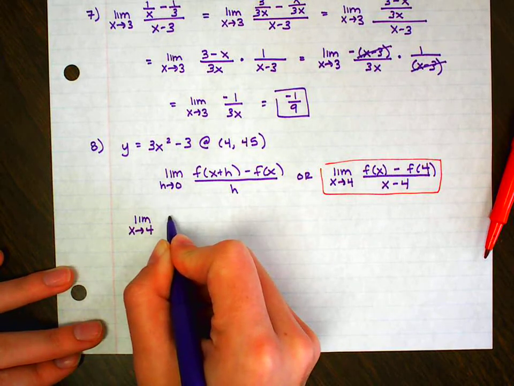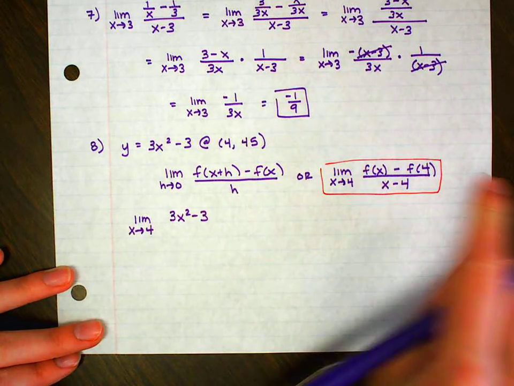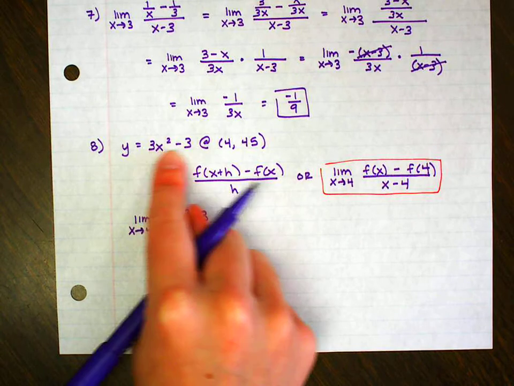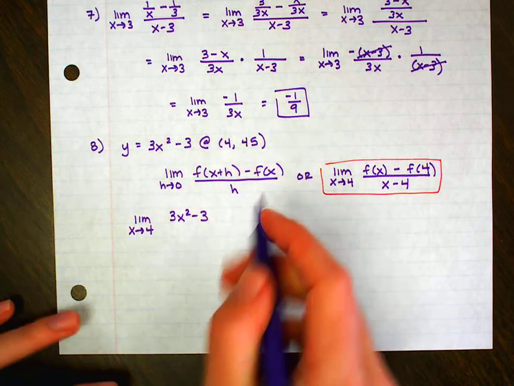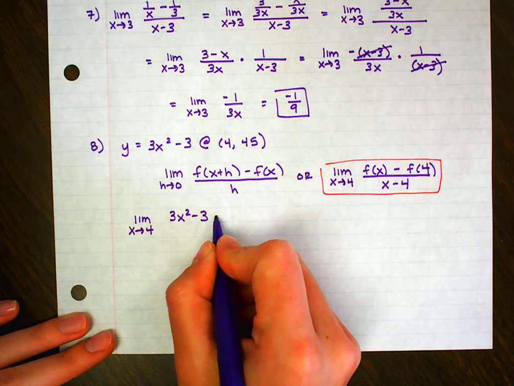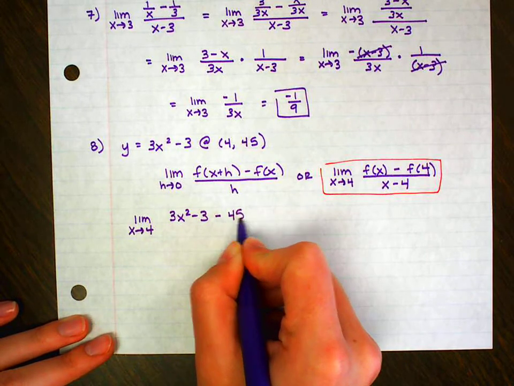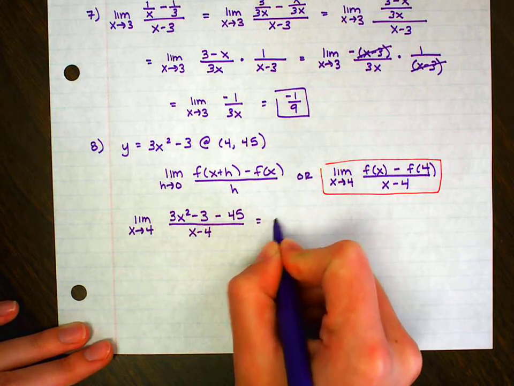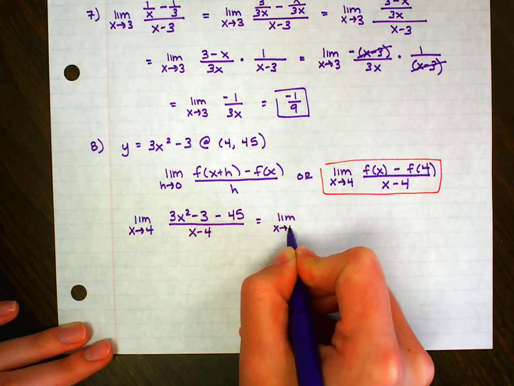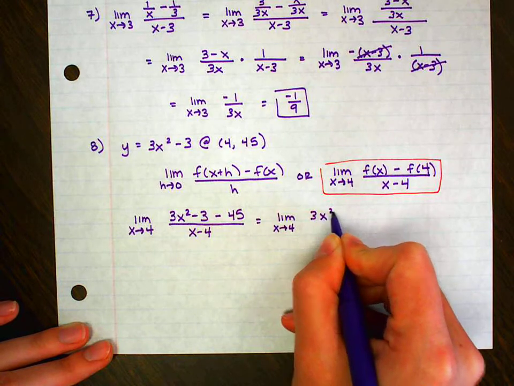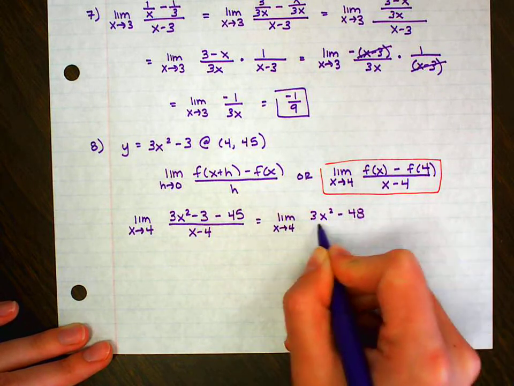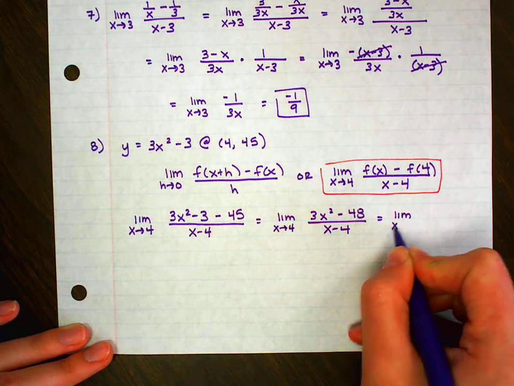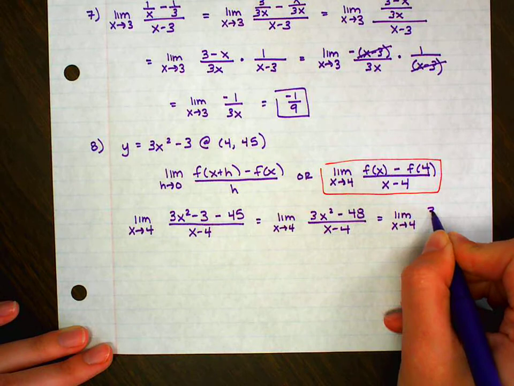f of x is 3x squared minus 3. I want f of 4, so I could plug it in and I get 3 times 16 minus 3, but I already know what it is. They told us that value. So this is f of 4. So minus f of 4, over x minus 4. So that's going to be 3x squared minus 48. We're going to factor out that 3.